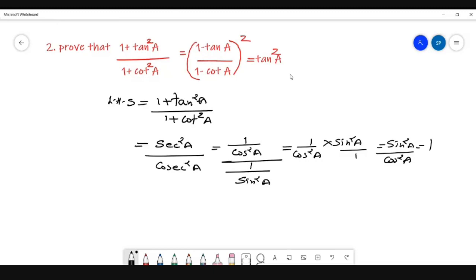That is, we know that is equal to tan square A. So we proved (1 plus tan square A) by (1 plus cot square A) equal to tan square A. Now let us prove that this other expression is also equal to tan square A.